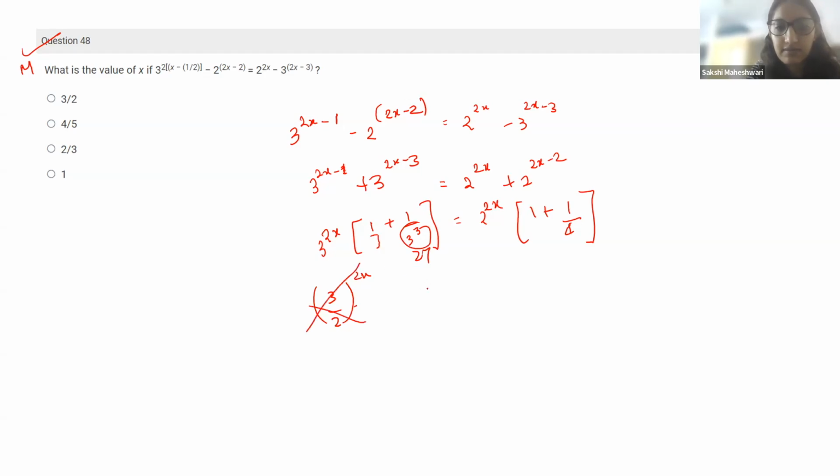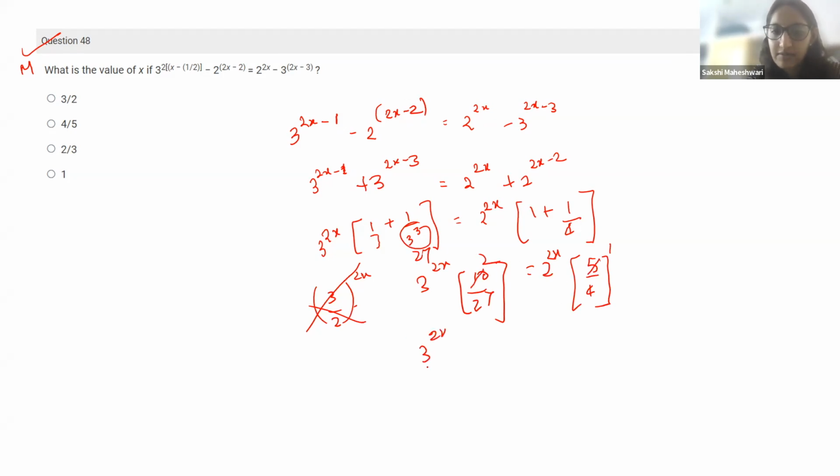Okay, let's not do this. Let's do 3 to the power 2x into 10 to the power. Okay, just add this and we'll get 5 by 4. So we can cancel this down. Okay, so what we have is 3 to the power 2x by 2 to the power 2x is equal to 1 by 4 upon 2 by 27. So that gives you 27 by 8, which is 3 by 2 to the power cube. Now 2x is 3, so x is 3 by 2.